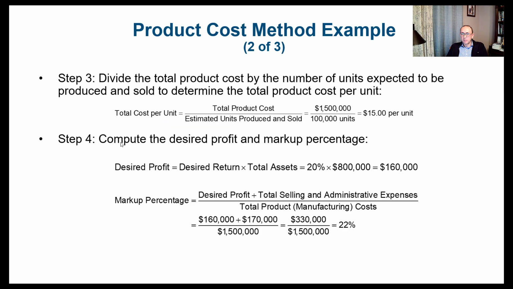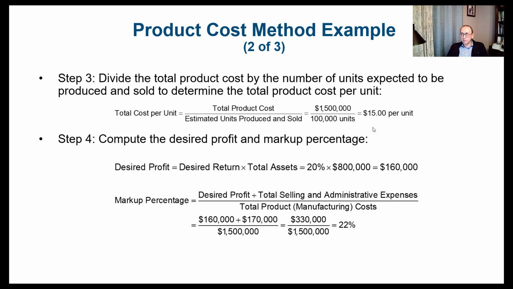So remember, in step number 4, we are actually getting the desired profit plus the selling and administrative expenses divided by step number 1, which is our total product cost. And that would give us 22%. 330,000 divided by 1.5 million, that's 22%. So now we know that our markup should be 22%. Remember, that's our cost per unit.